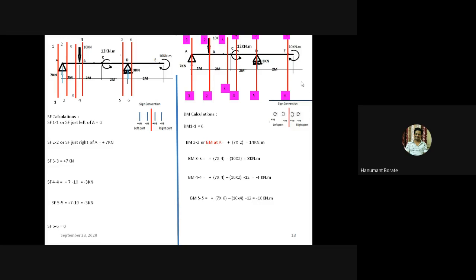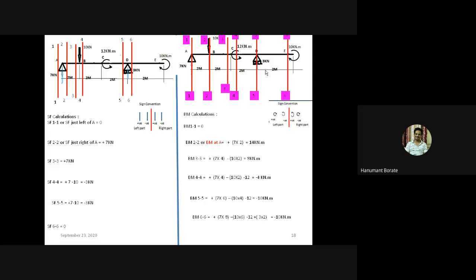Okay. Now next, here is the concentrated movement. So we need to take sections just left and just right at section 6 6. Now for this section 6 6, instead of the left part, we can consider the right part directly. If we consider the right part, there is a clockwise movement. But for a clockwise movement on the right part, as per the sign convention, we need to consider it negative. So here the answer is minus 10 kilonewton meter.